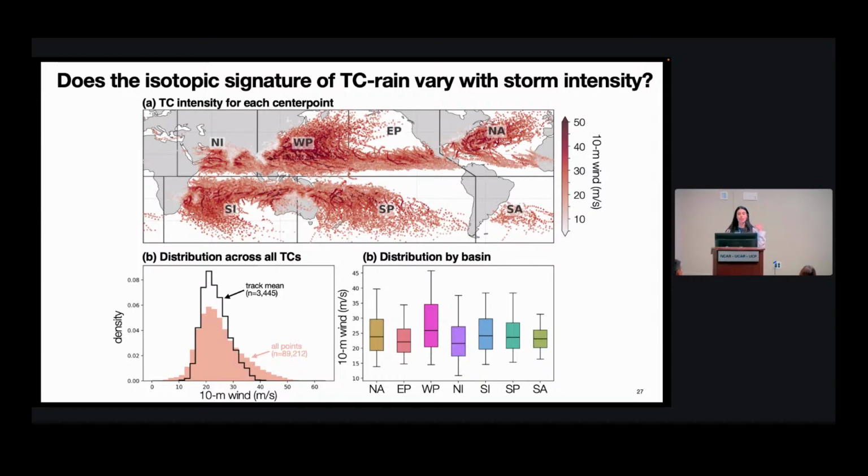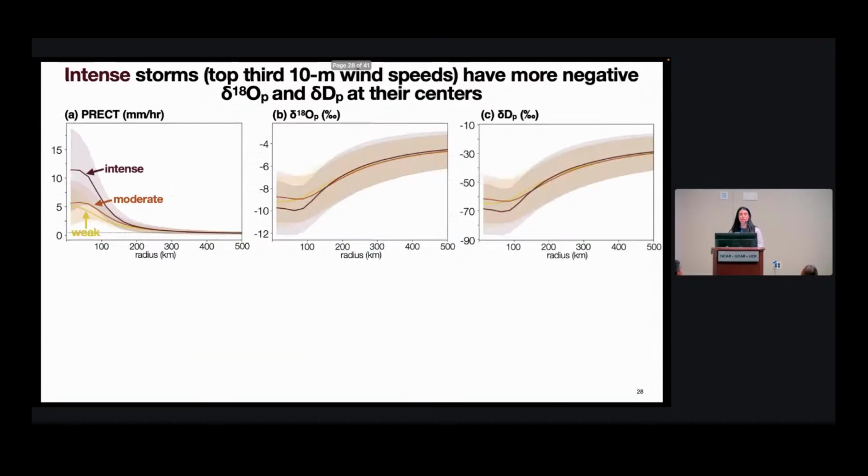You can see there's the darkest red colors in the Western Pacific. And you can see that coming out a little bit in panel B, which is the distribution by basin. Instead of breaking out by basin, what I've done here for now is created these same radial profiles, but stratifying storms based on the terciles of the 10-meter wind speed.